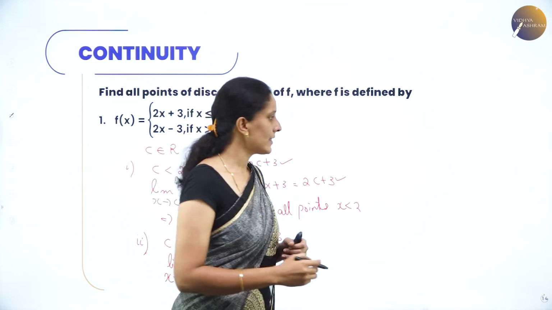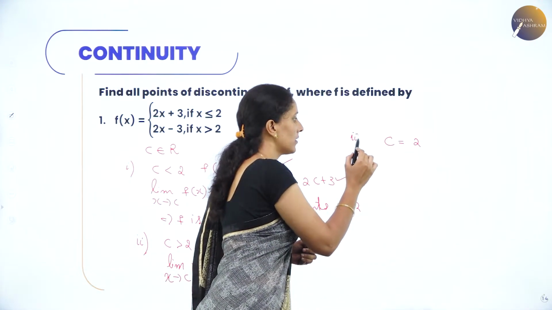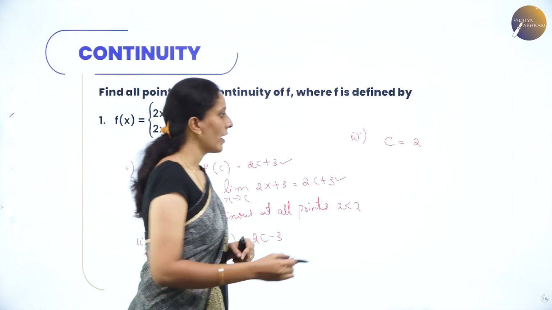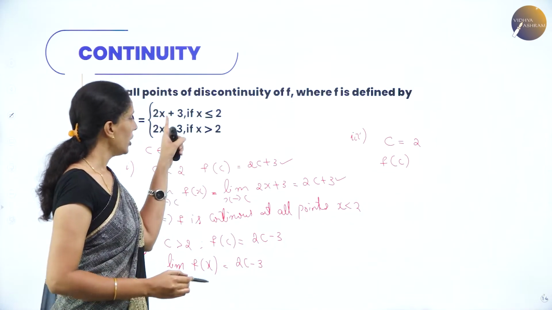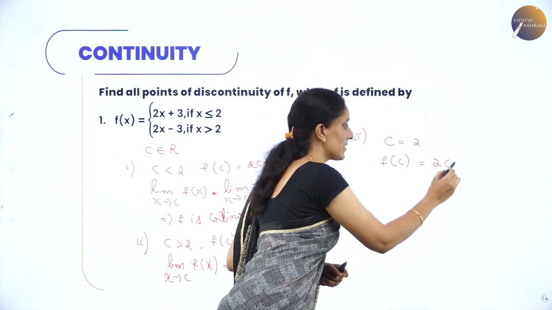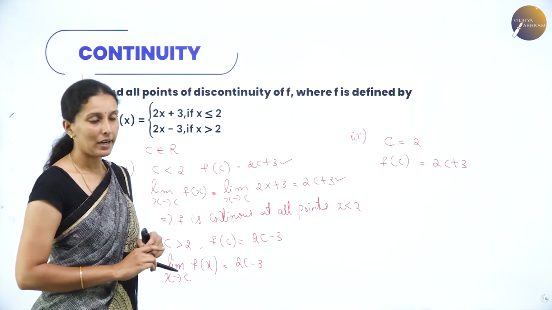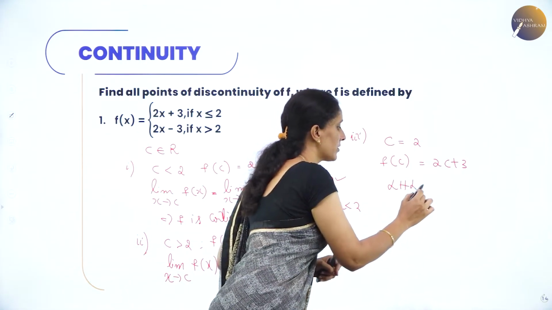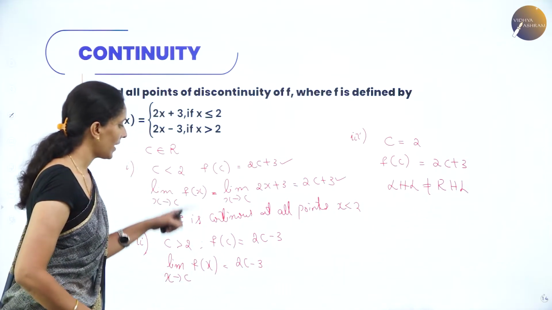So, the next case here is whenever c is equal to 2. This is the third case. Whenever c is equal to 2 here, f of c is actually 2x plus 3. Therefore, it is equal to 2c plus 3. But what happens to the left hand limit as well as the right hand limit? Here LHL is not equal to RHL. You can see from the cases here.